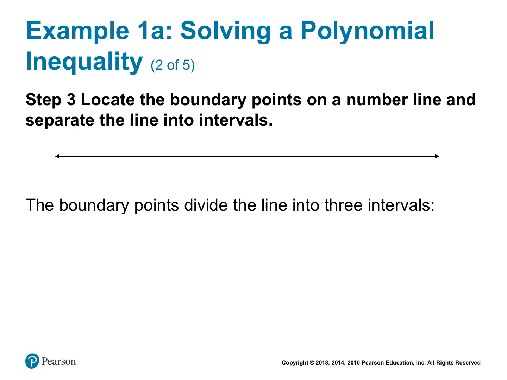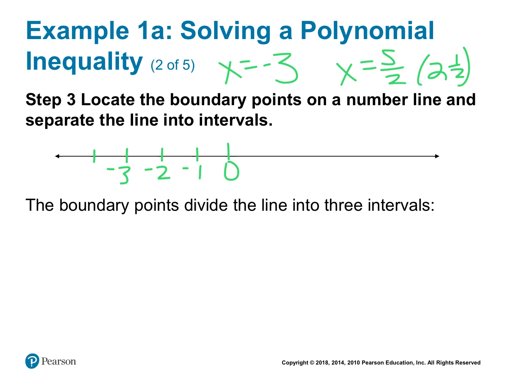So I'll start by plotting x equals negative 3 and x equals 5 over 2, which is 2 and 1/2. Put 0 here, negative 1, negative 2, negative 3, negative 4. And I'll plot those points. I'd have negative 3 as a boundary point, and then 2.5, or 5/2. So the boundary points divide the line into 3 intervals.